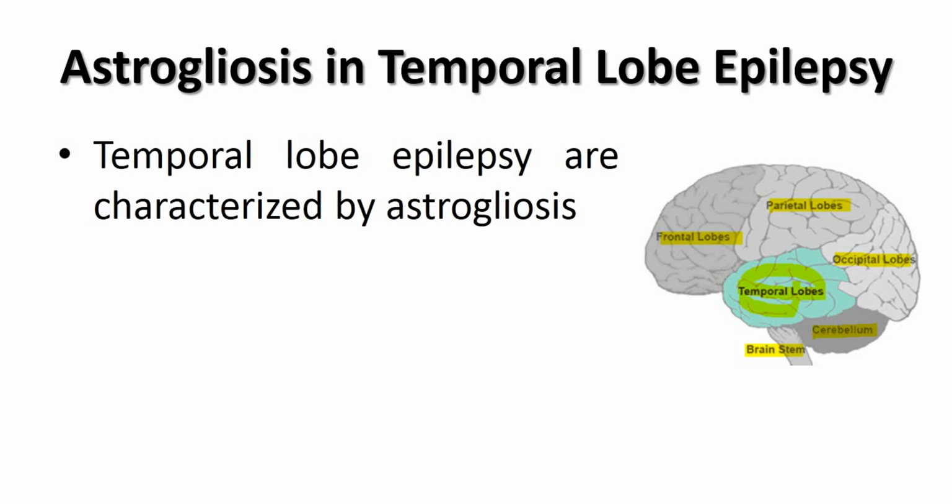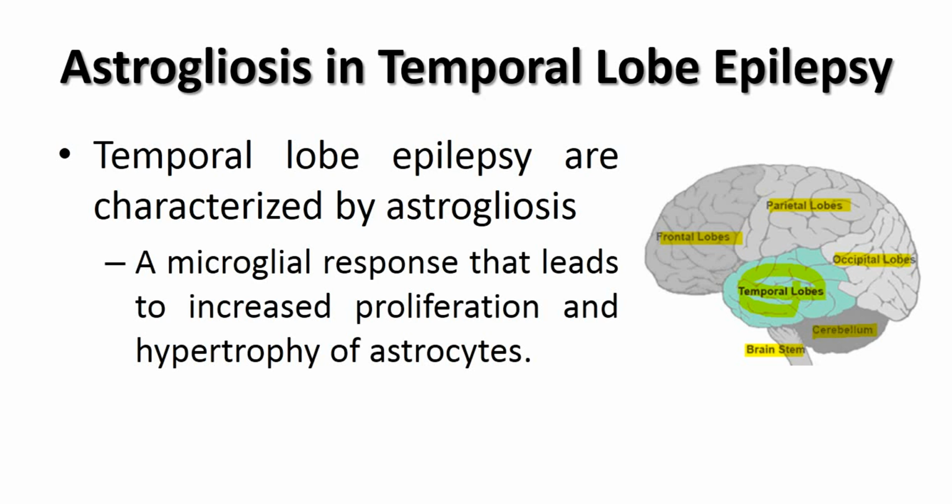When you talk about astrogliosis, the glial response leads to increased proliferation, that is, more cell division, and hypertrophy. Hypertrophy is an increase in mass or size. So, hypertrophy of astrocytes, and more number of astrocytes, that is astrogliosis.